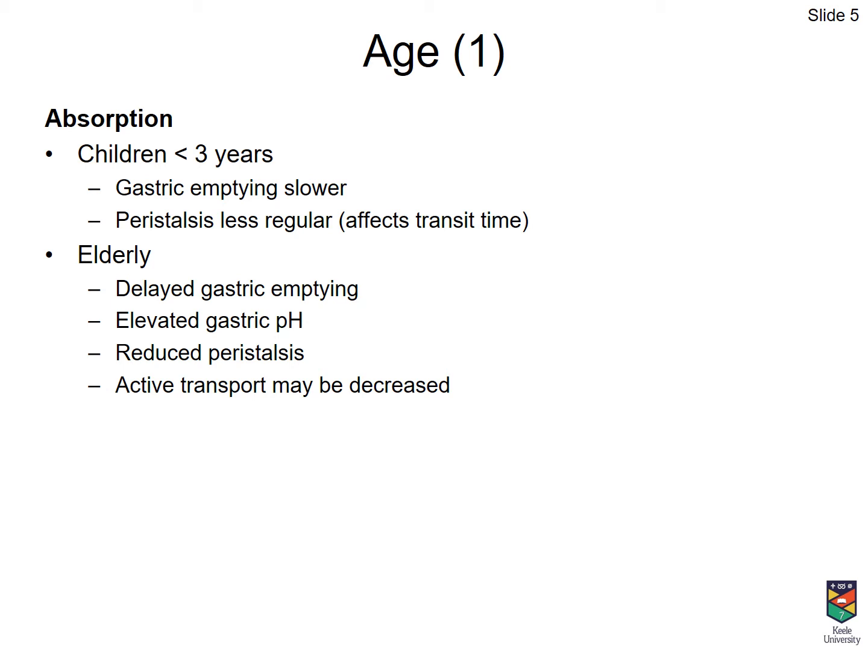Turning now to the elderly, we can also see some effects on absorption in the elderly population. In particular, gastric emptying may be delayed. That would tend to delay absorption. Gastric pH may be elevated, and peristalsis can be reduced somewhat. And so clearly these are going to impact drug absorption to a certain extent. If a drug is absorbed by active transport, that can also affect drug absorption, as active transport processes tend to be decreased in the elderly as well.